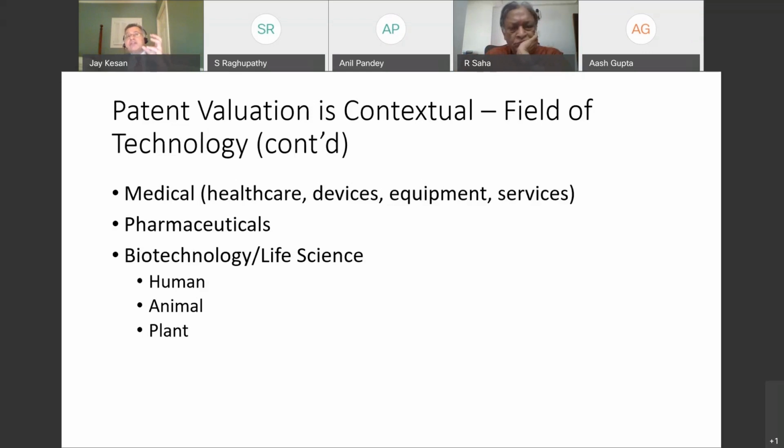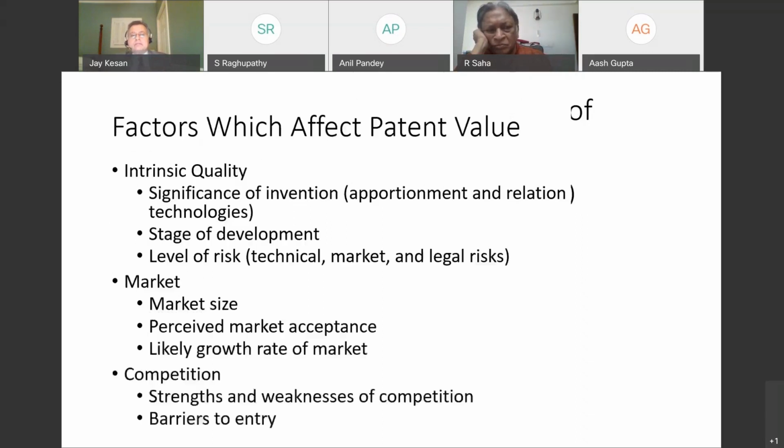And the patents in this area, because there's a small number of patents associated with the final products that are sold, each of these patents becomes very valuable.